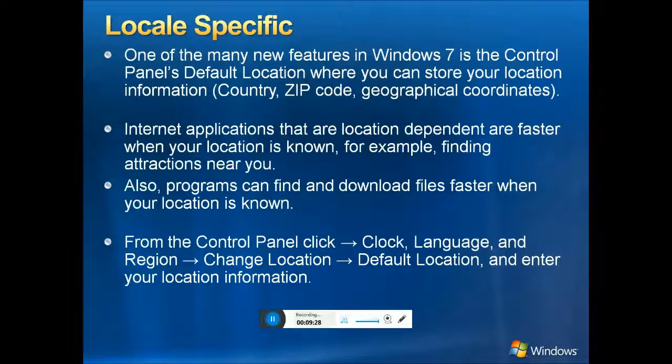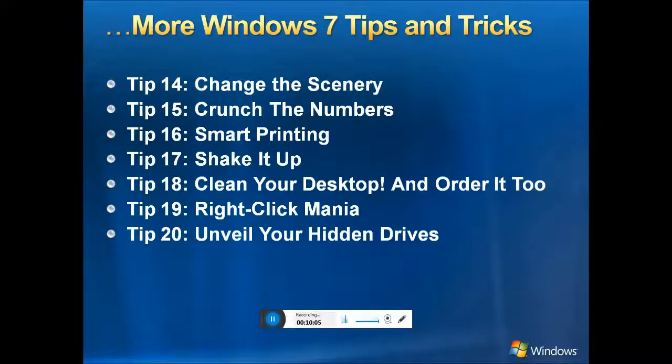Location specification. One of the main new features in Windows 7 is the Control Panel default location, where you can store your location information: country, zip code, geographical coordinates. Internet applications depending on location can work faster when your location is known, for example finding attractions near you. Also, programs can find and download files faster when your location is known. From the Control Panel, click Clock, Language and Region, and change language, default location and other location information.